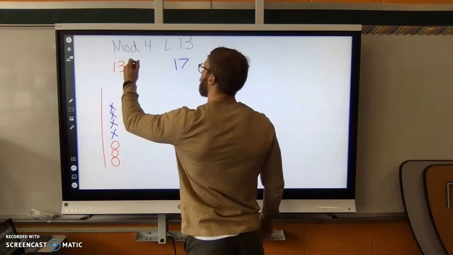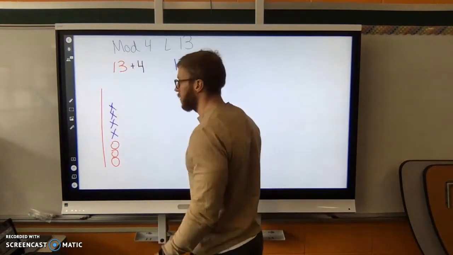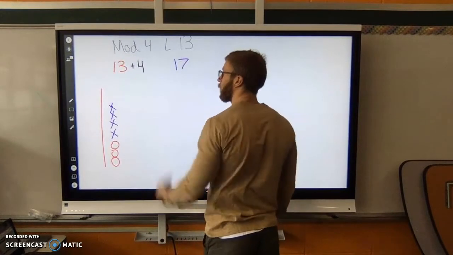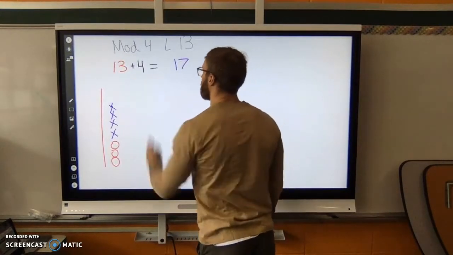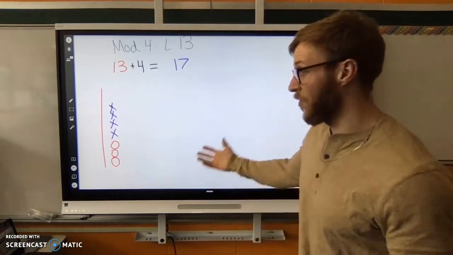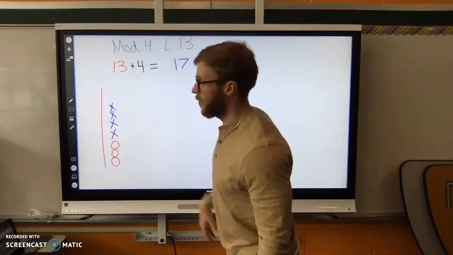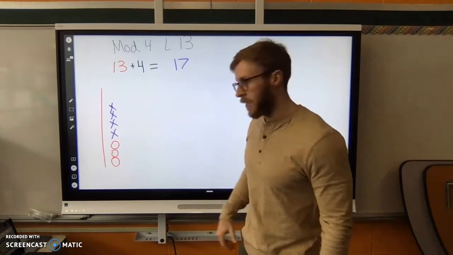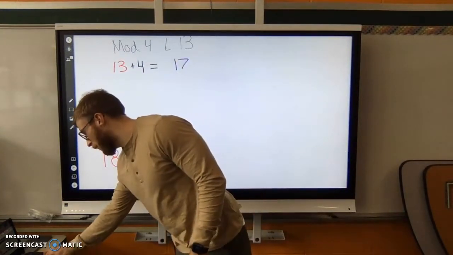So we add 4 onto our 13. We started with 13, we drew 4 X's, and we ended up with 17. Okay, so that's how we show that number sentence in picture form, and that's how we show that picture in number sentence form. Nice job.